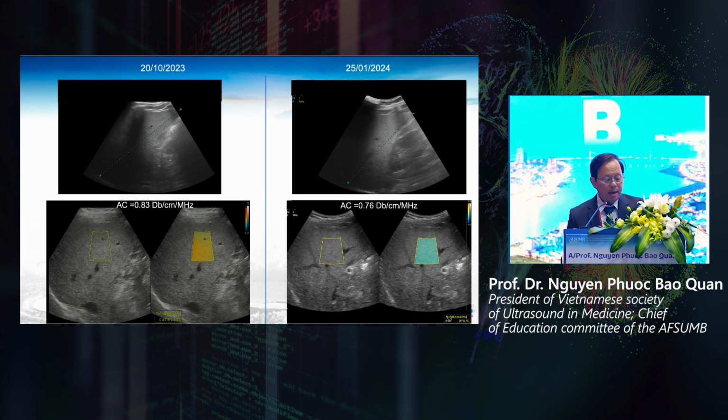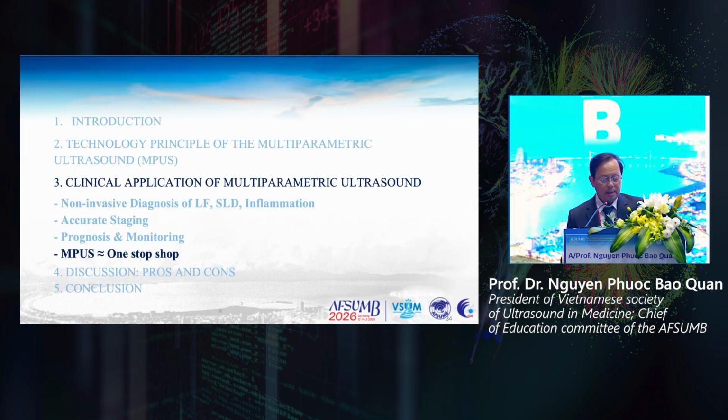And another patient in 2023, we diagnosed MASH with an attenuation coefficient of 0.83 decibel per centimeter per megahertz. After follow-up of 1 year, the patient became better on the clinical side, with an attenuation coefficient of 0.76. And now another application of multiparametric ultrasound, that is the one-stop shop.